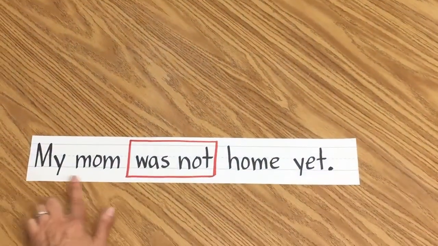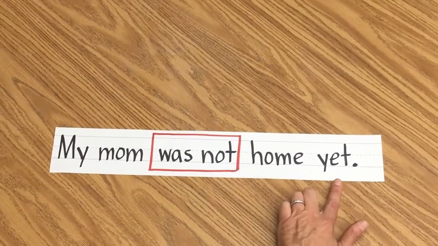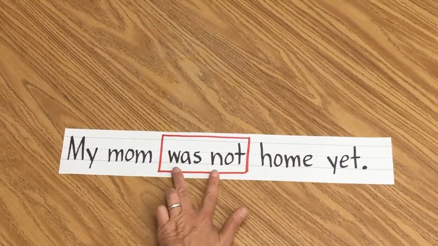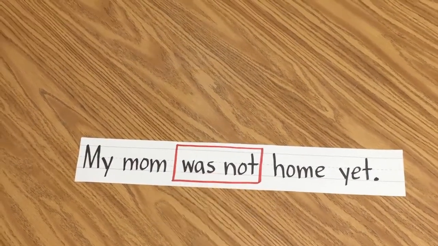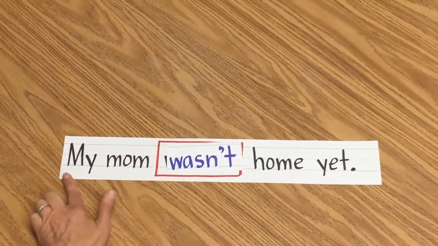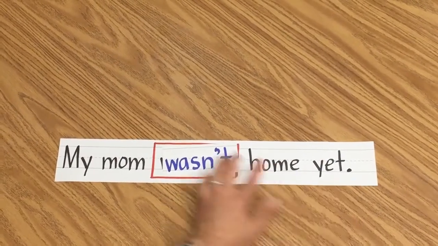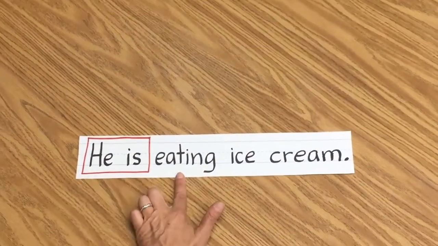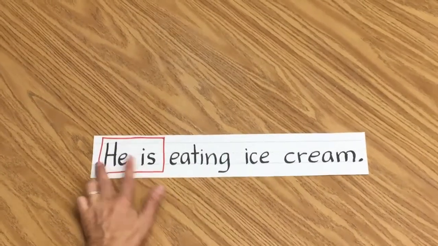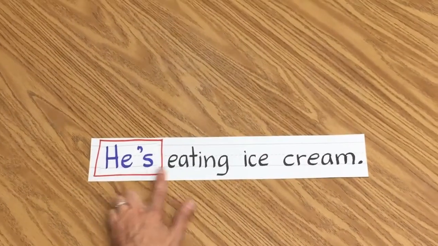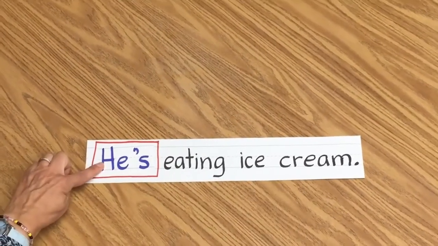The next sentence, my mom was not home yet. Read it with me. My mom was not home yet. If I take my two words, was not, and smush it together, I have now a contraction, wasn't. My mom wasn't home yet. And the final sentence, he is eating ice cream. He is eating ice cream. If I take my two words and smush it together, I now have the word he's. He's eating ice cream. He's is the contraction.